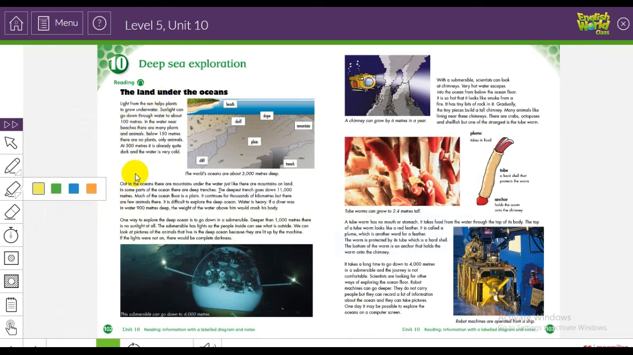As usual, who can tell me what can you see and what this text is talking about? For me, I can see a sea, submersible, and I think some sea animals. We will see.